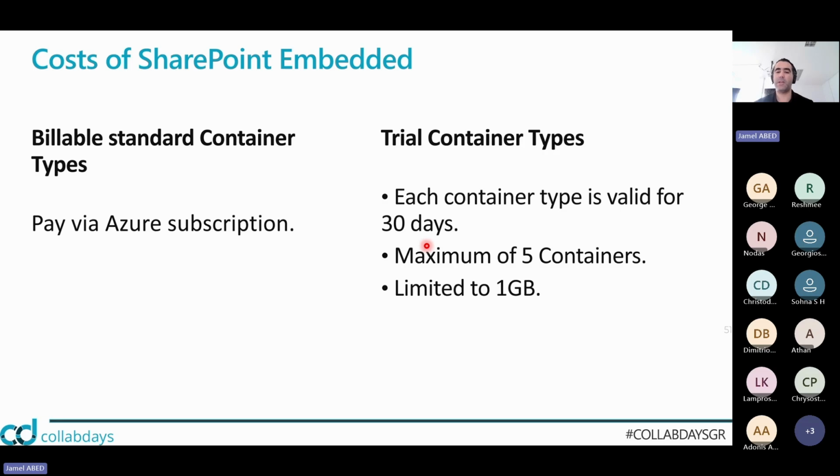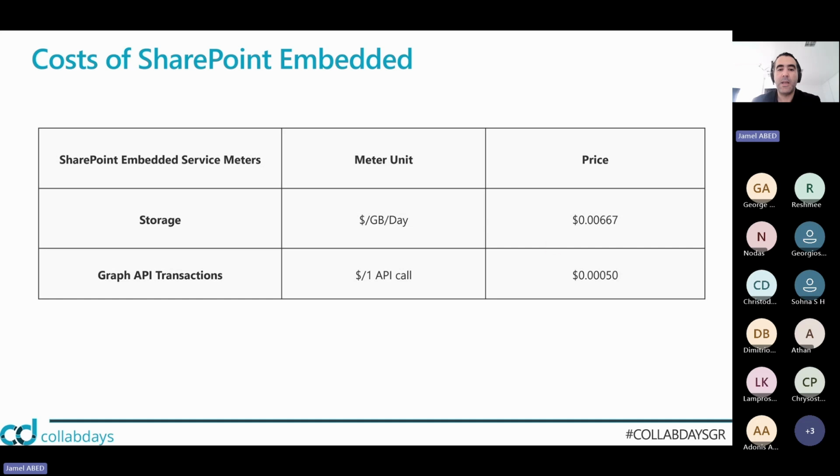So you can create one container type, and for this container type, you can specify up to 5 containers, and it's limited. We can store up to 1 GB for each container, and it's valid for 30 days. When I say it's valid for 30 days, it means for 30 days we can create containers, but after 30 days we cannot create any new container, but you can still use the content inside the containers already created.